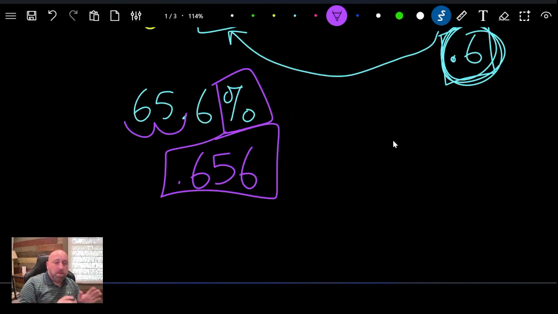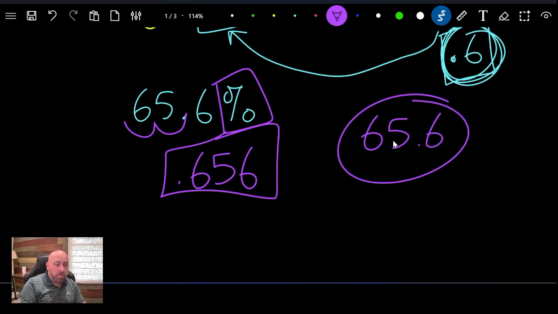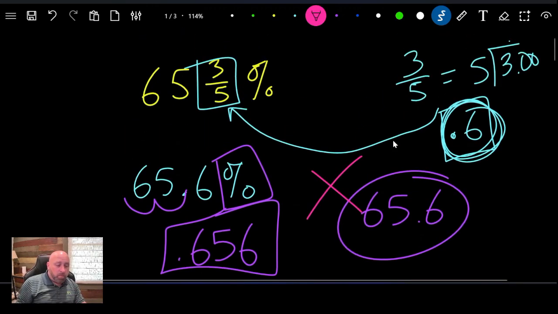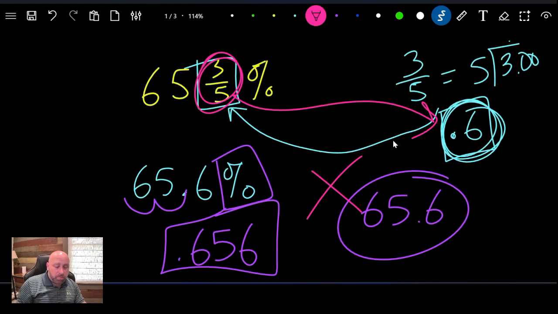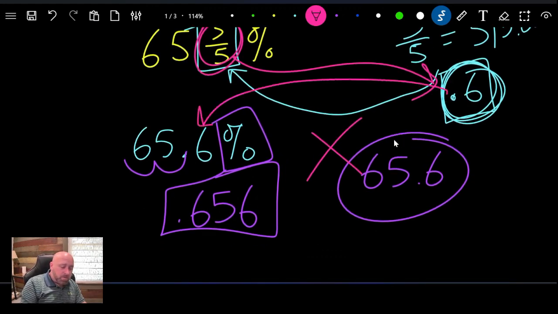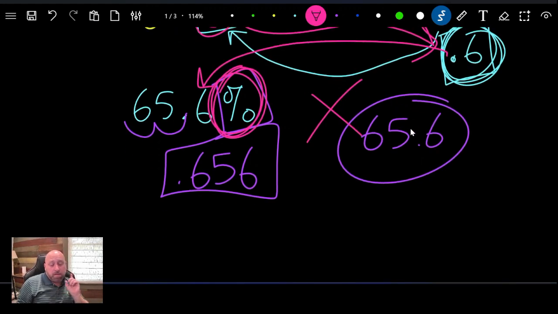So that would be our answer, 0.656. Be very careful that you take that one step at a time. Don't try to get too fast there, because when you do, you end up with answers like 65.6. And you know what your teacher's going to do? They're going to take out their red pen and say wrong. So be careful. Make sure you take the time. First of all, you convert the fraction into the decimal. And then secondly, you take the decimal, insert it back, and then you convert the percent by moving it two places, piece by piece.